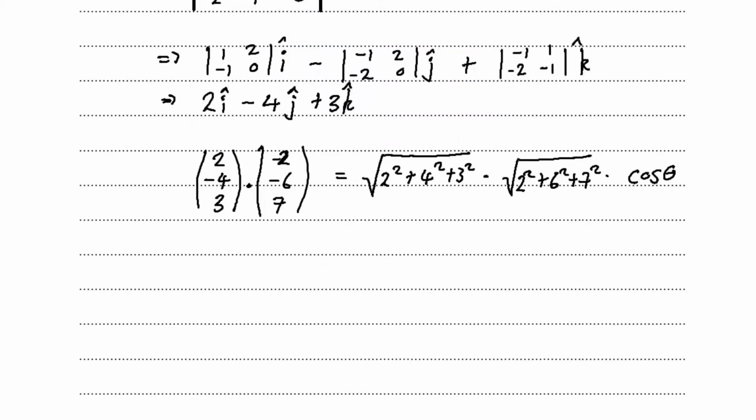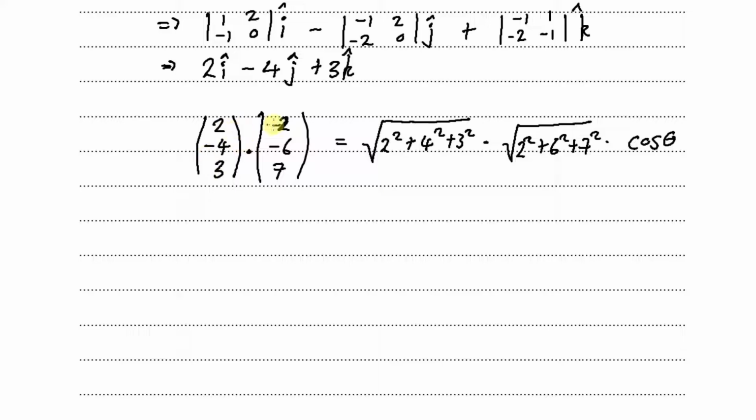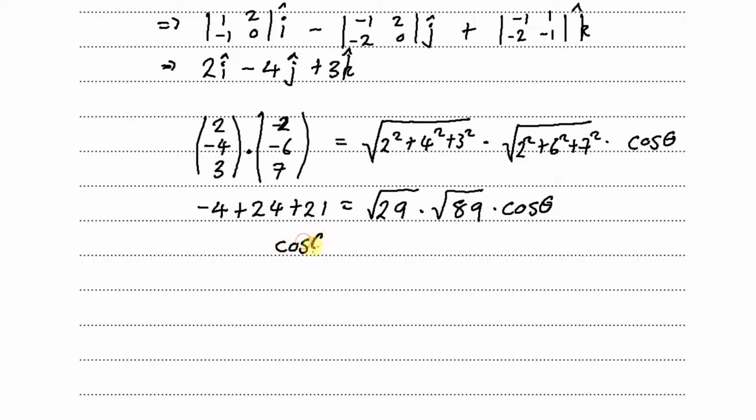So let's simplify this. So here we'll be having 2 times minus 2, that's minus 4, and that's plus 24, and that's plus 21, is equal to, here 4 plus 16 plus 9, we get 29, and here 4 plus 36 plus 49, we get 89, and that's cosine of theta. Okay, and minus 4 plus 24 is 20, 20 plus 21, that's 41. So eventually we have cosine of theta coming out as 41 over the square root of 29 times the square root of 89.